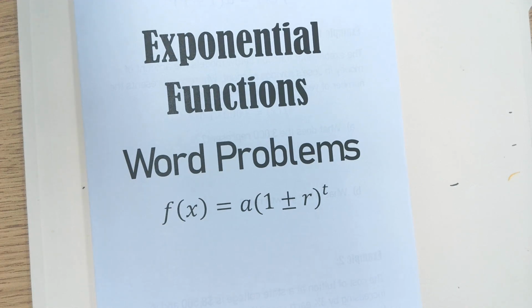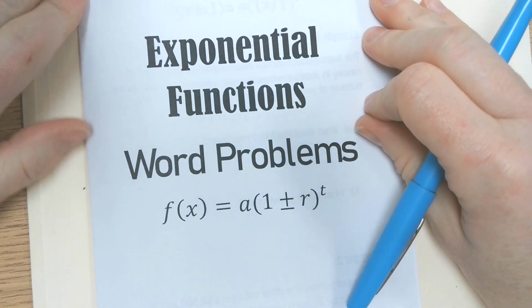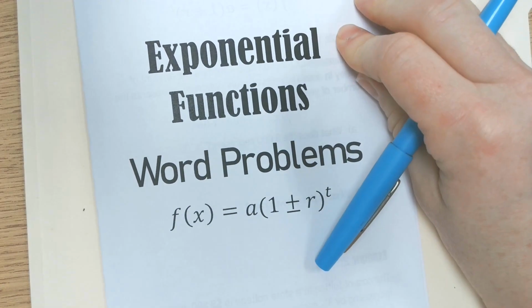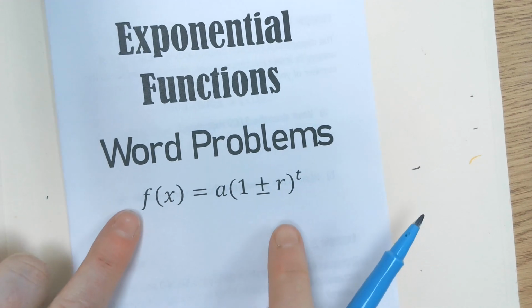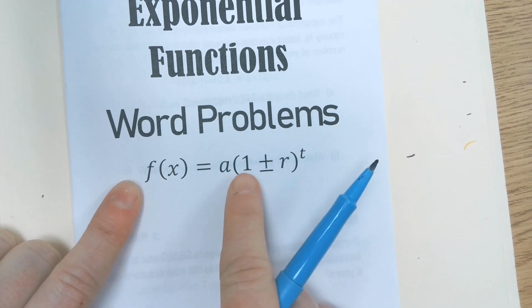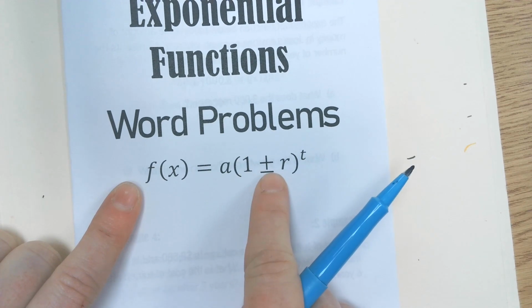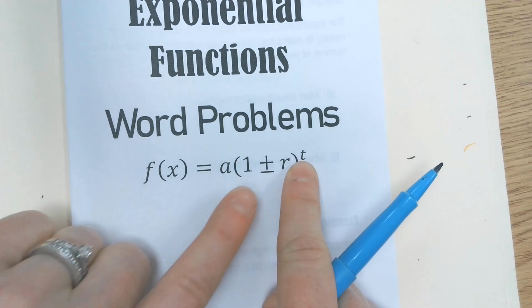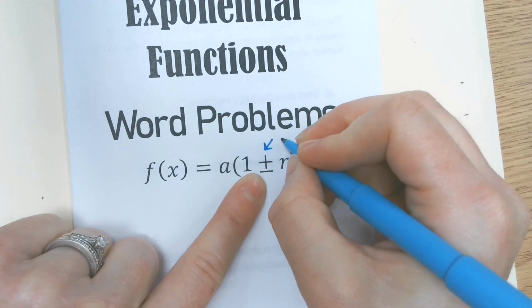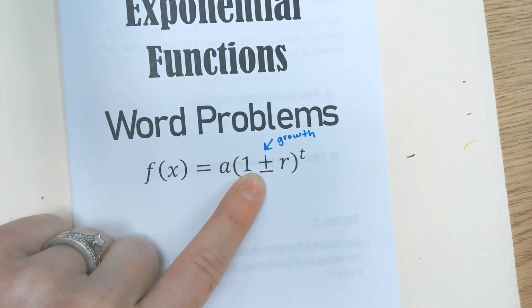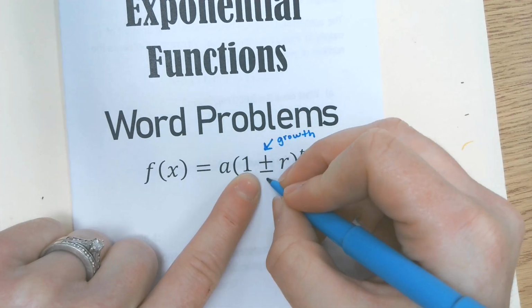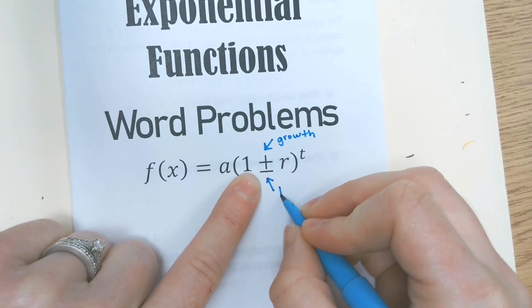We are going to look at real-world problems dealing with exponential functions. Anytime a value increases by a certain percent or decreases by a certain percent, it's going to be exponential growth or decay. Our function is this: f of x equals a, and then 1 plus or minus r to the t. You're going to use plus if it is growth, but if it's decay, it's going to be minus.